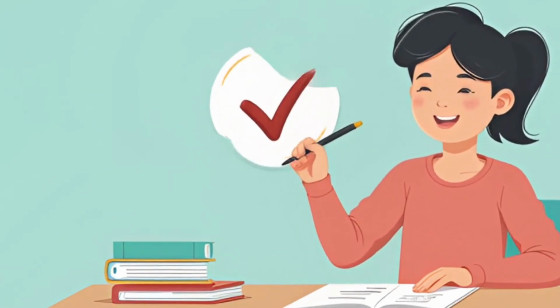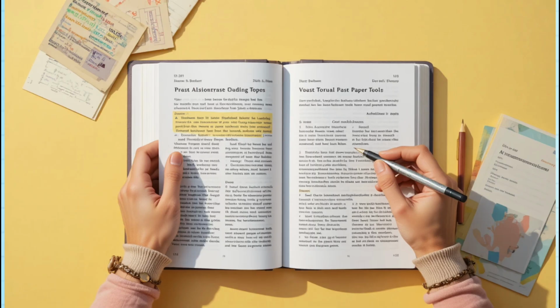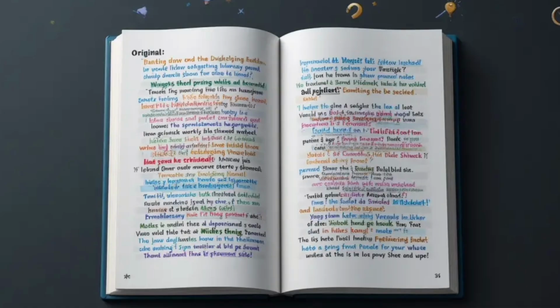Step 2 is to connect your study with past papers. Do not start by solving full papers like most students do. Instead, pick one topic from your book, study it properly, and then solve only the past paper questions related to that topic. This trains your brain to apply knowledge instead of just memorizing it. You will also notice that many questions repeat in slightly different ways, which gives you a strong advantage.